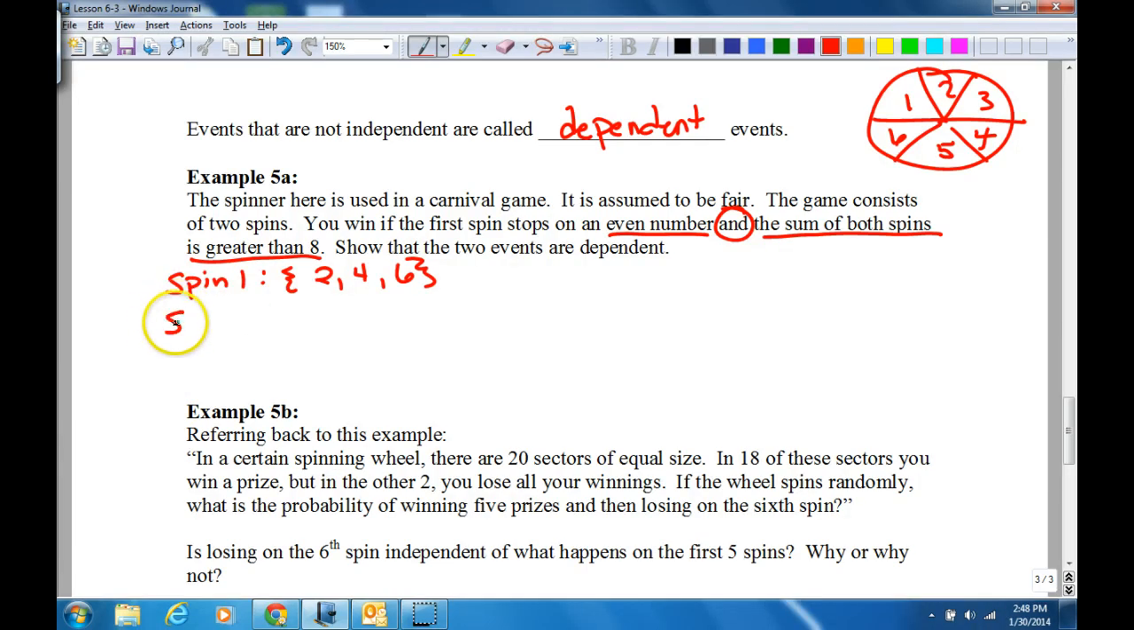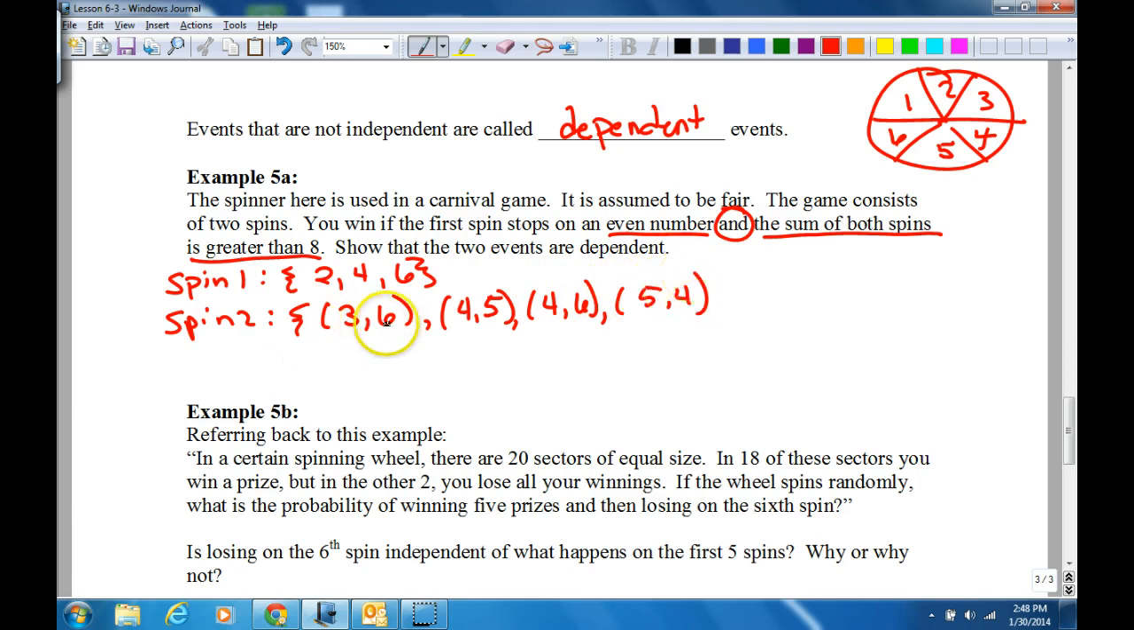Okay, so spin 2. I can have a 3 and a 6. Do I have to use everything? Yep. I can have a 4 and a 5. I can have a 4 and a 6. I can have a 5 and a 4. But 3 and 6 is the first one. Right, I'm just writing down all my possible sums greater than 8 right now. Okay, so we're going to have to take out some of these. 5 and a 5. 5 and a 6.